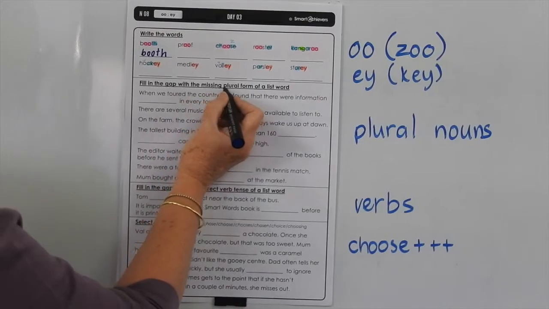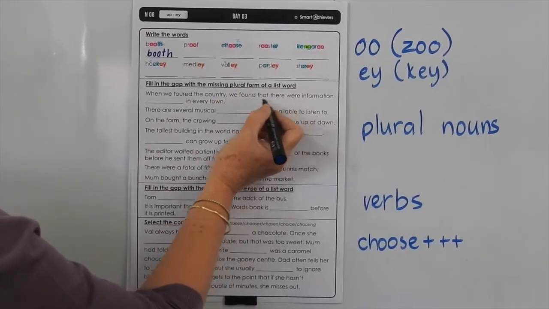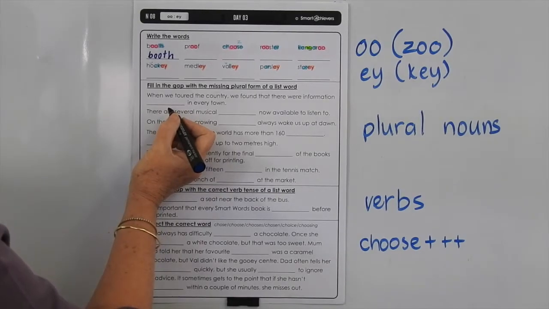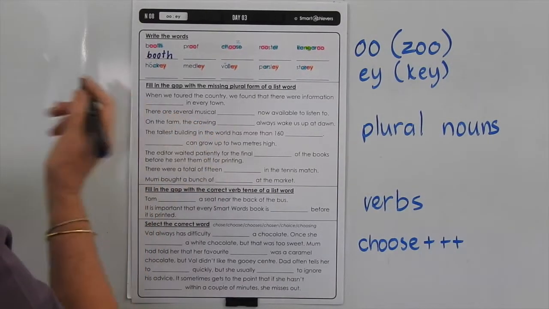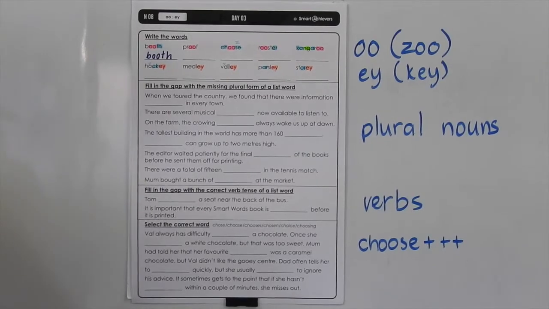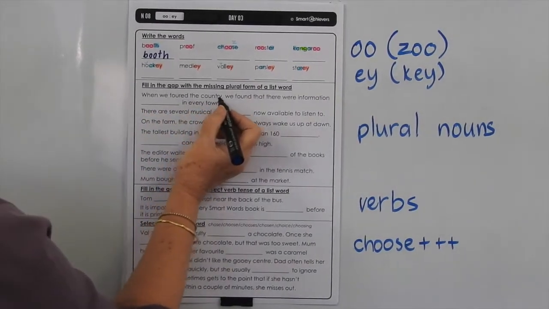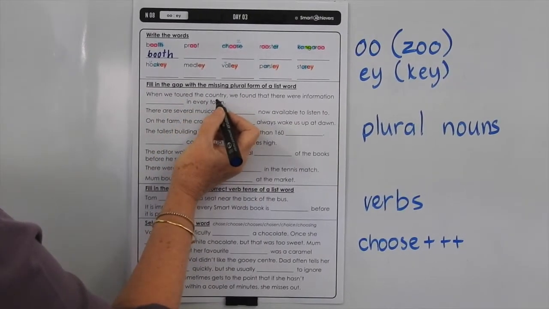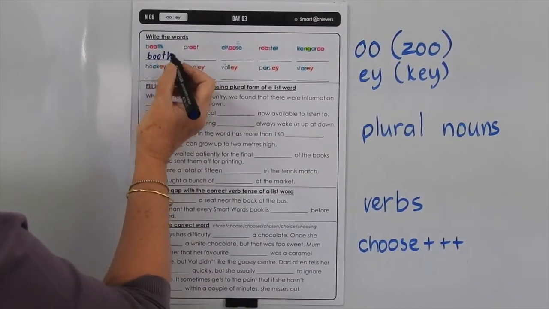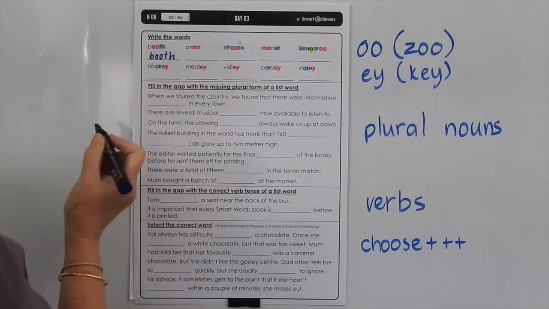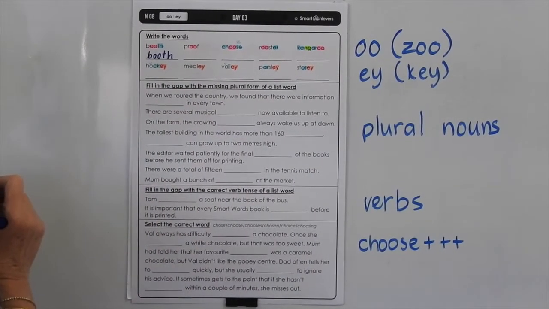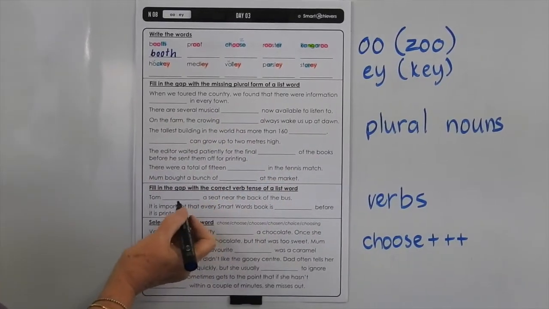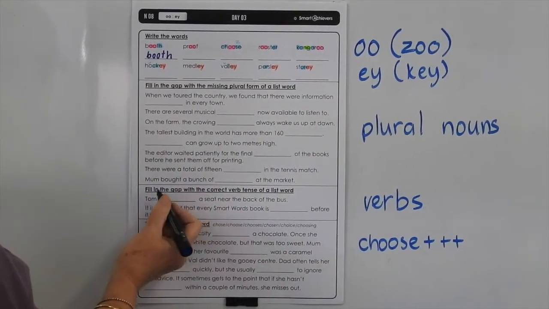Fill in the gap with the missing plural form of a list word. So quite often when we want a plural form, we're adding S or ES unless it's an irregular noun. When we toured the country, we found that there were something in every town. Booth is an easy one. If you can hear it, the plural form of booth would be booths. So here you're just adding that S. You can work out the rest of those within your group or on your own if you're feeling very clever.